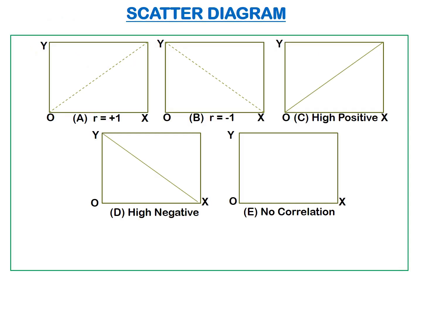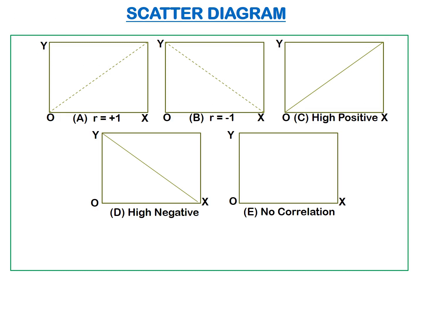Demerit: by this method we cannot get the exact degree of correlation between the two variables. The exact degree of correlation can be found out with another method, that is the algebraic method. Here scatter diagrams are used to show the relationship between X and Y variable.